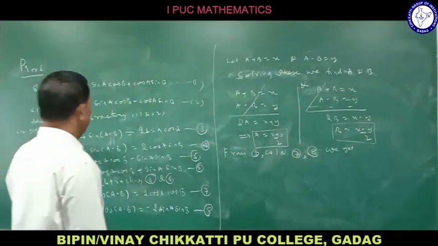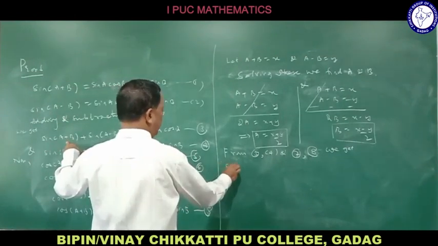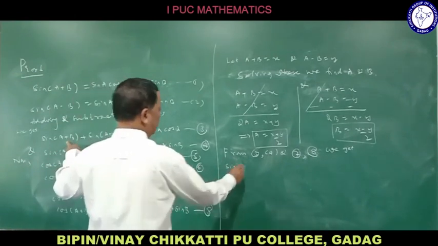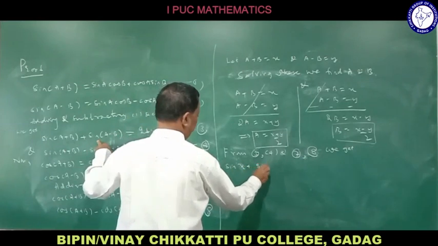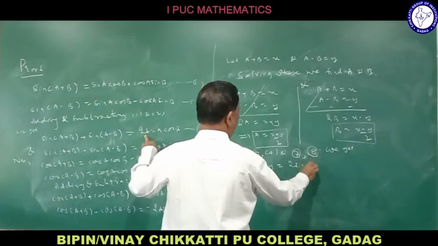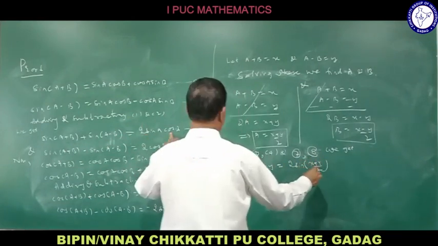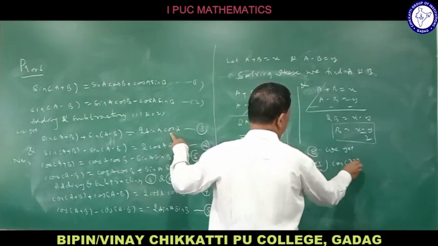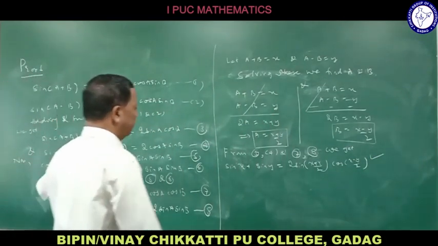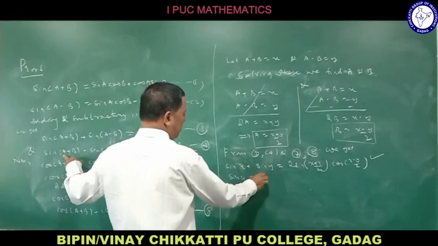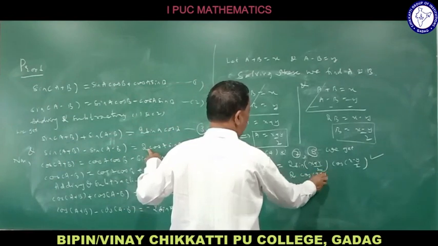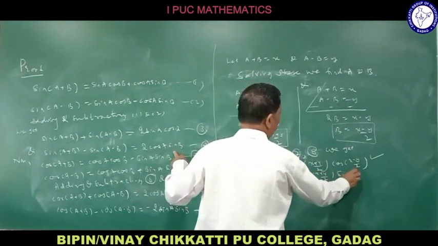Now you see this. Sin c plus sin d, where a plus b is equal to what you have taken, x: sin x plus sin y is equal to 2 sin a, which means x plus y by 2, cos b, which means x minus y by 2. This is one formula, you got it. Now you see the fourth one: sin x minus sin y is equal to 2 cos of x plus y by 2 into sin of x minus y by 2.